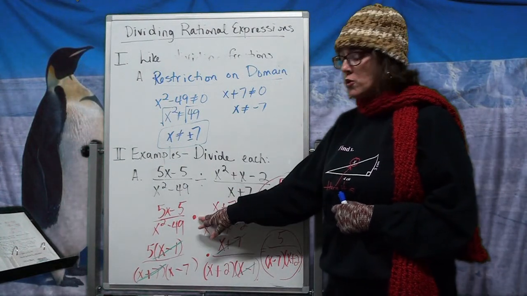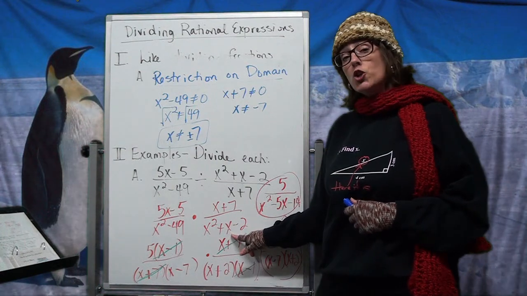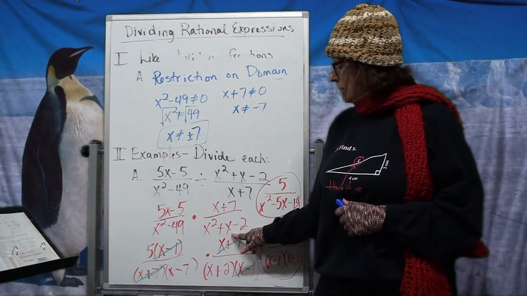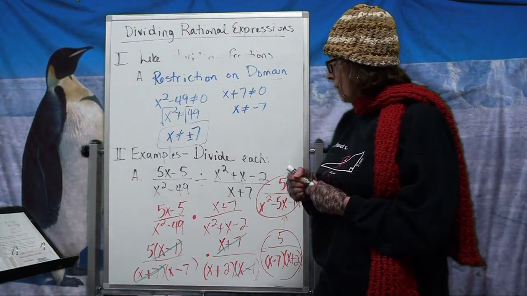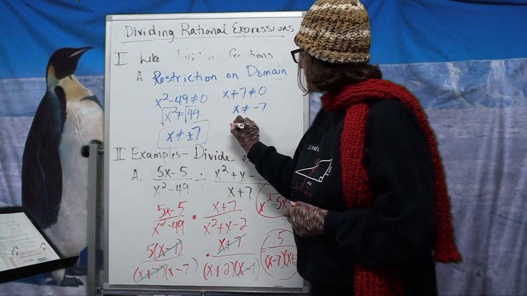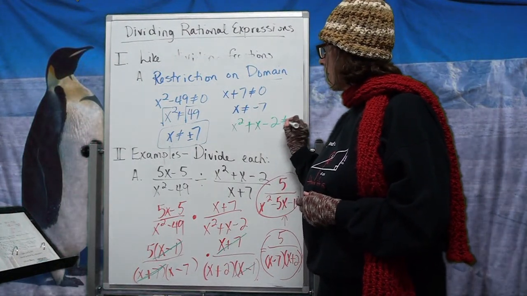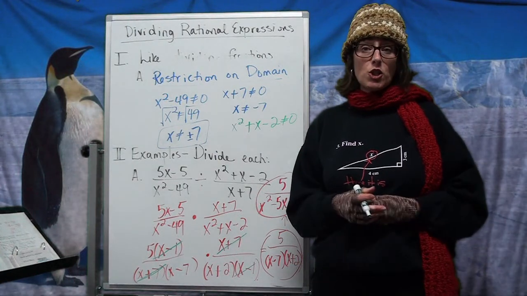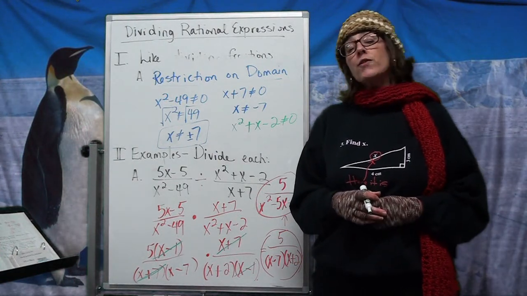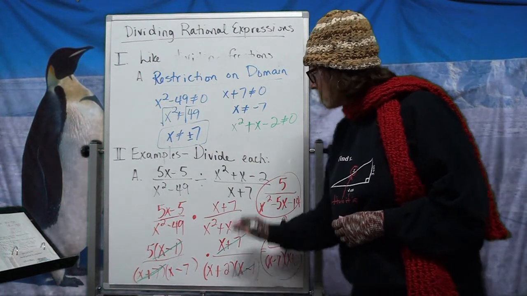Remember that when I turn this into a multiplication problem, this fraction flips, creating a new denominator. I need to make sure that this denominator does not become a 0. Now if I'm looking at that, then that means that the x squared plus x minus 2 had better not be a 0. And yet again, in order to solve that quadratic, the easiest thing to do would be to factor if it will factor. If it won't, just use the quadratic formula. This will factor because I did it right here.